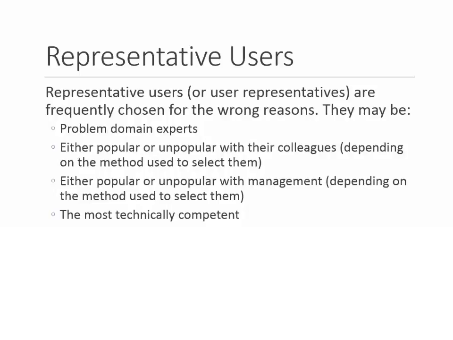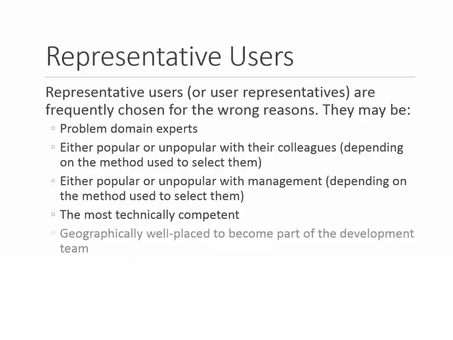Or, if we're taking real shortcuts here, they might just be geographically well placed to become part of the development team. They might just be in the right part of town or in the right building. The bottom line is that they're almost never typical users. That almost doesn't happen. The person on the design team is not just your average user who understands some parts of the system but not others, and really just wants to be given good guidance on how to get their jobs done. So that's one of the main problems we have with that whole approach.